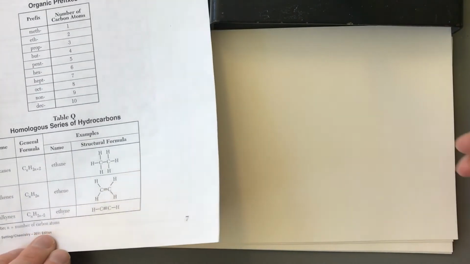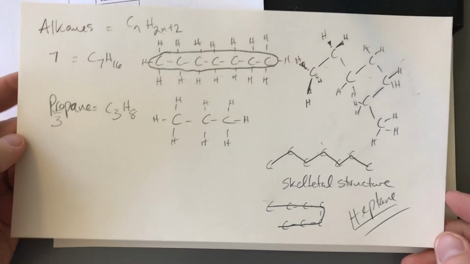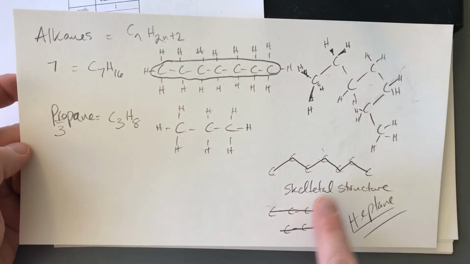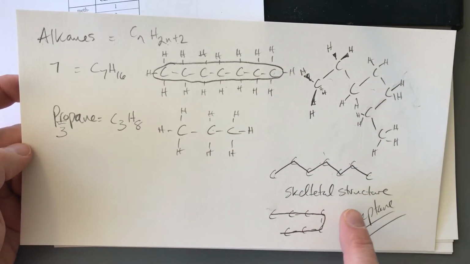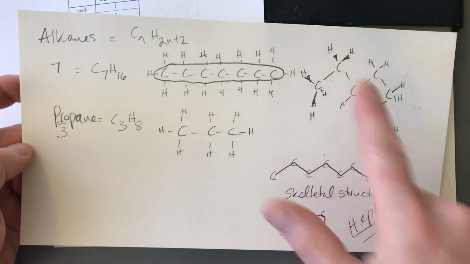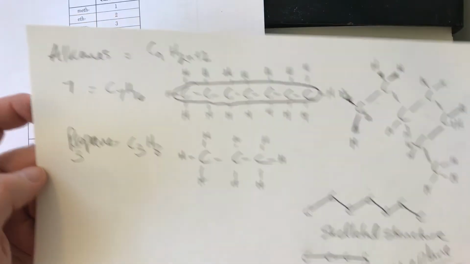All right, in this video, we're going to talk about the alkenes and the alkynes, which are the unsaturated hydrocarbons. In the previous video, we created this sheet and looked at a bunch of different ways of drawing the alkanes. They can all look different, but it's really the same thing. These are all heptanes. And the key thing about the alkanes is they're all single bonds.